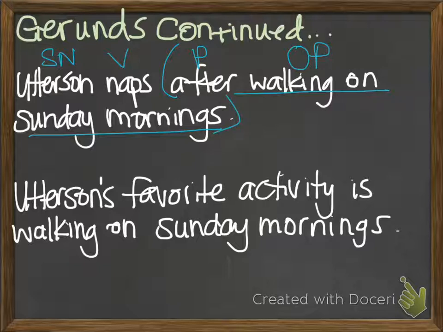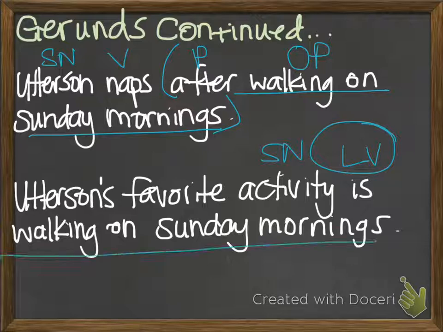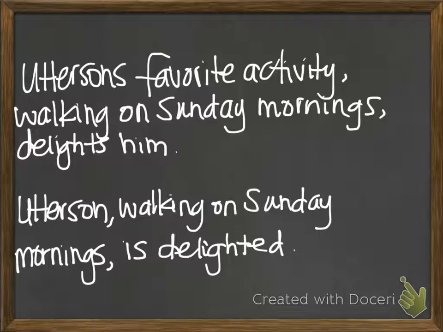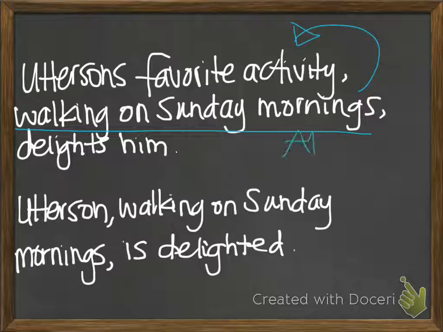Utterson's favorite activity is walking on Sunday mornings. Activity is the subject noun. Is a linking verb, which should clue you in to see that walking on Sunday mornings is your predicate nominative, predicate noun. And then Utterson's favorite activity, walking on Sunday mornings, delights him. We just did this kind of phrase where you're renaming the noun that comes before it. So if I'm renaming this noun, this gerund is acting as an appositive.